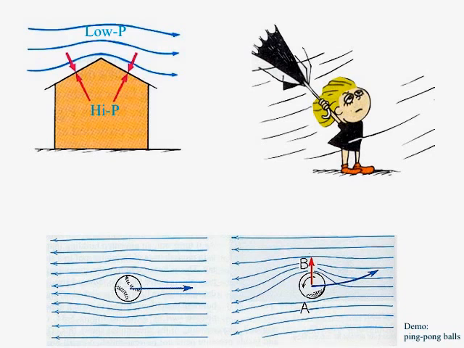Baseballs curve for the same principle. Looking at the baseball, if the baseball is spun as it's moving, then where the baseball is spinning in the same direction as the air flowing versus spinning against the direction, there's a difference in velocity on one side of the baseball where it's spinning with the air versus spinning in the opposite direction of the air.